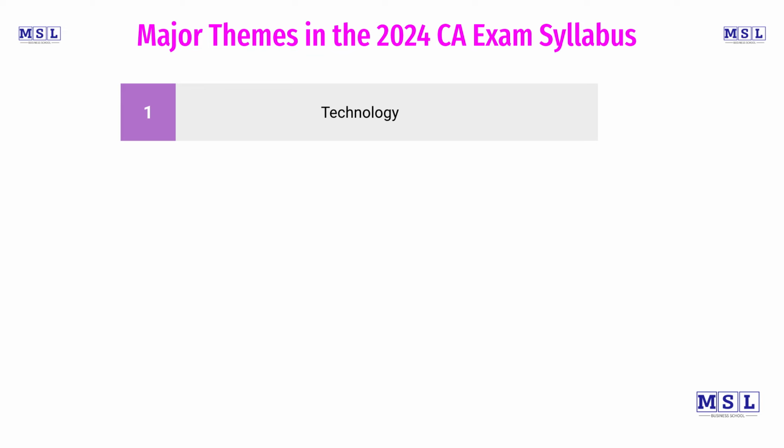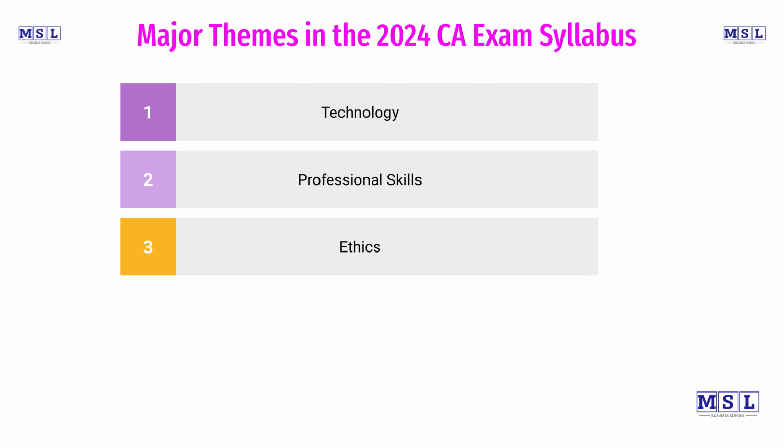Number 1, technology. The new syllabus is technology driven. It shows the impact of technology and the fact that students seeking to gain this qualification must be forward-looking and must embrace new technologies, emerging technologies, right? Second is professional skills. It goes through all aspects of the syllabus, and students are expected to understand and apply this in their learning and in their examination.